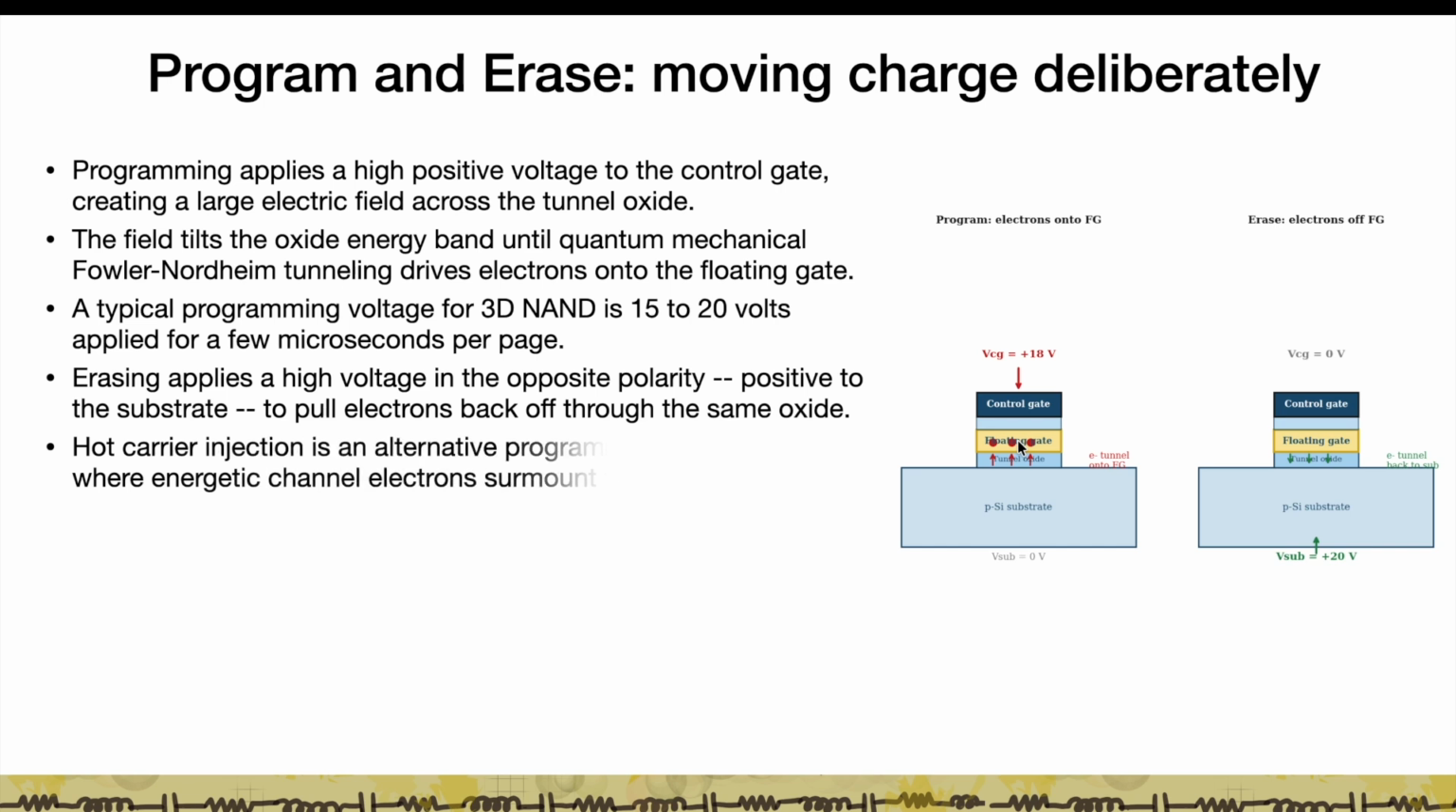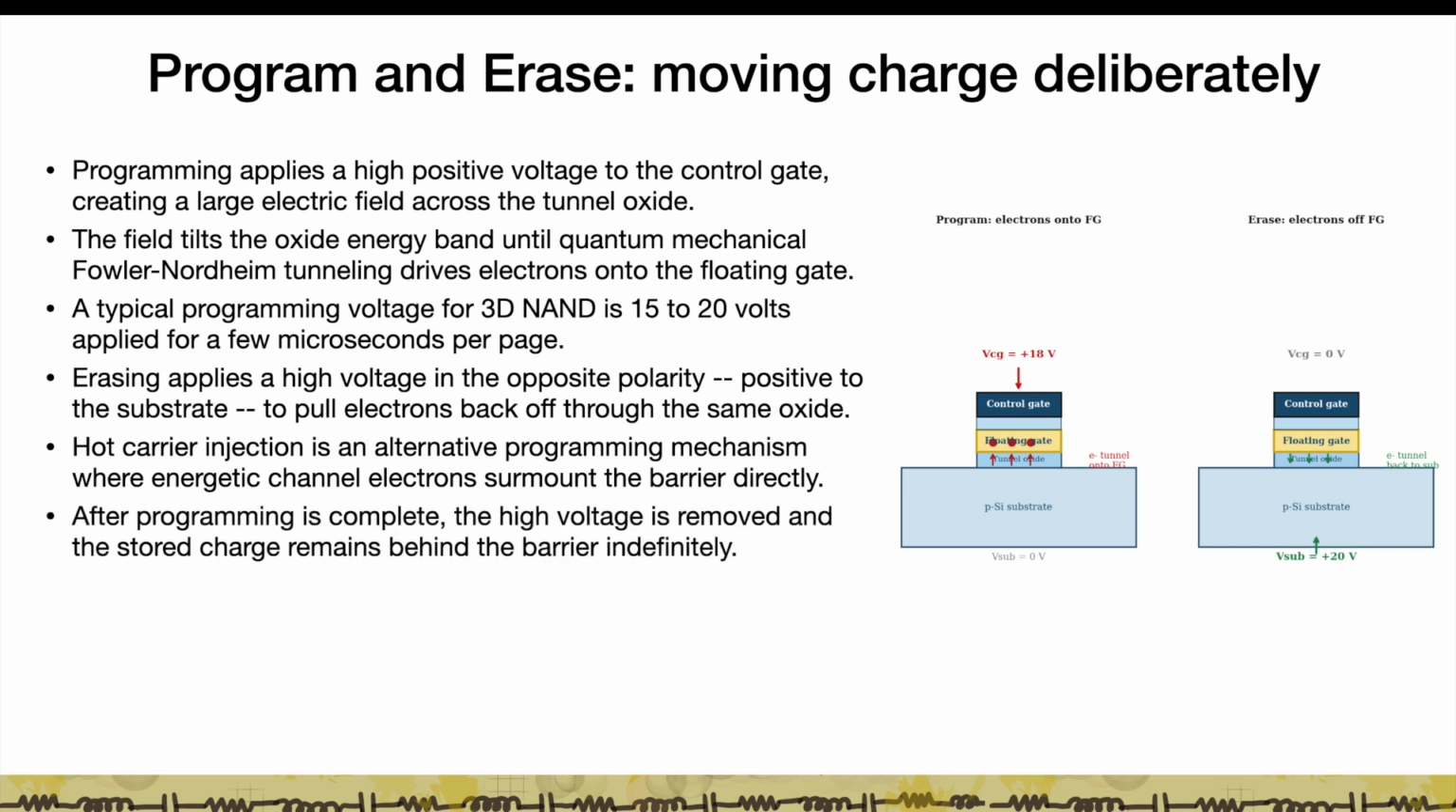The right panel shows the erase operation. Now the polarity is reversed. A high positive voltage is applied to the substrate while the control gate is held low. The electric field now points downwards from the floating gate towards the channel. Electrons on the floating gate tunnel back down through the tunnel oxide into the substrate, removing the stored charge.